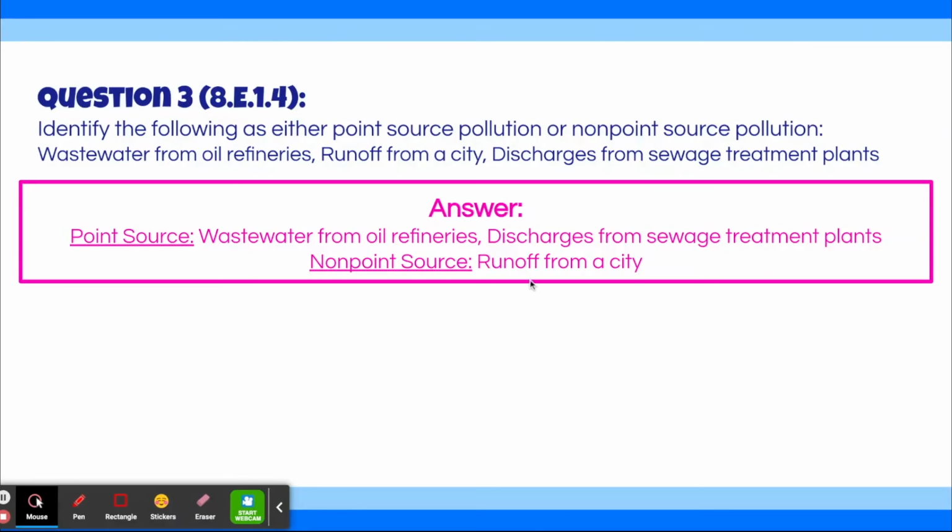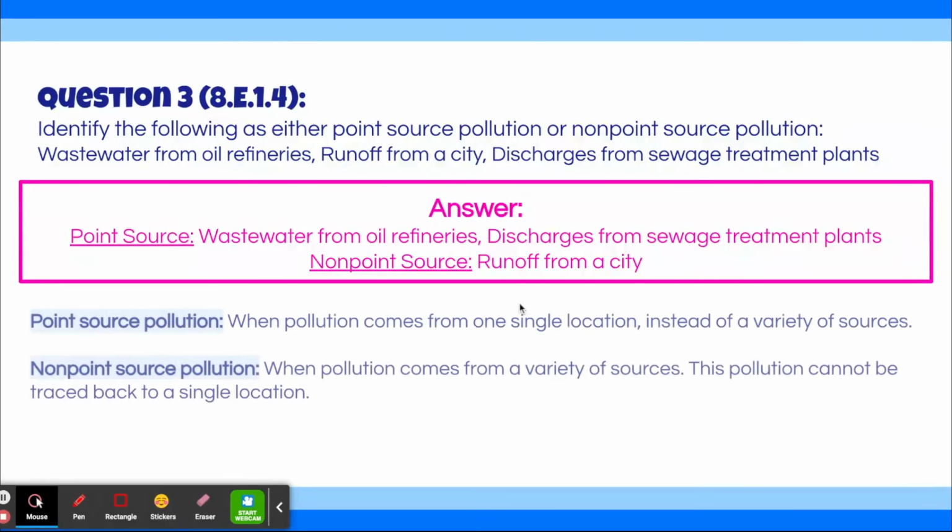So, what is point source and non point source pollution? Point source pollution is when pollution comes from one single location instead of a variety of sources. This pollution can be traced back to that specific location. Whereas non point source pollution is when pollution comes from a variety of sources. This pollution cannot be traced back to a single location.